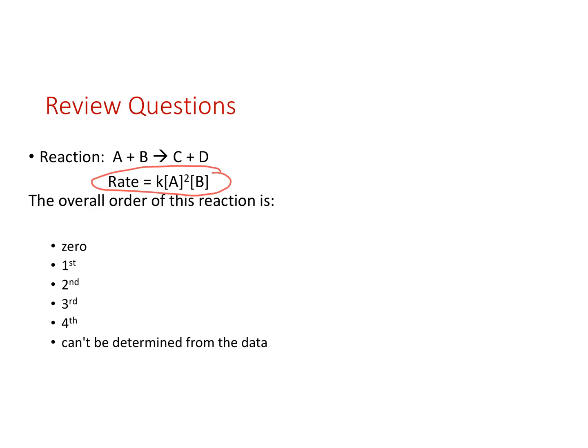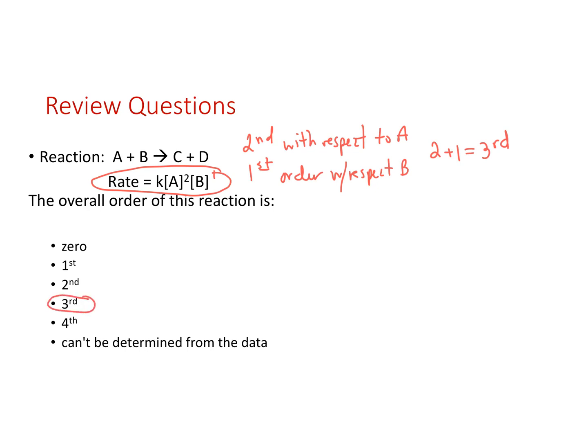The overall reaction order is the sum from each individual component in the reaction. So this reaction is second order with respect to A, and it's first order with respect to B. Overall, we add those together, right? The sum, so overall, the reaction is 2 plus 1. The overall reaction is third order overall. The sum from A and B.